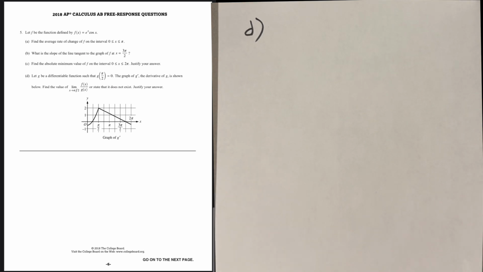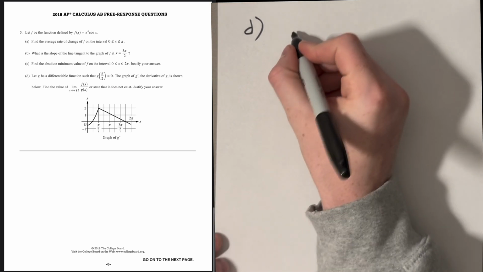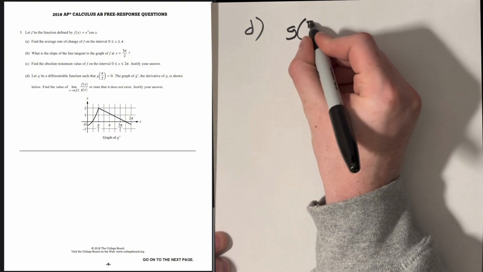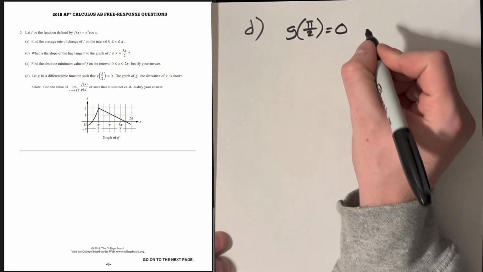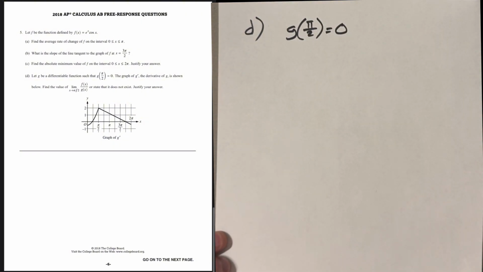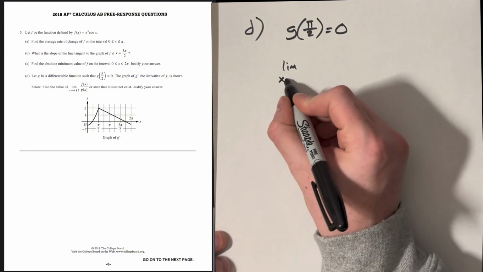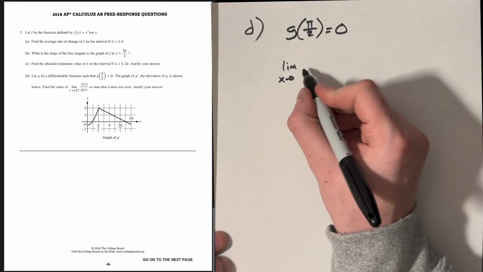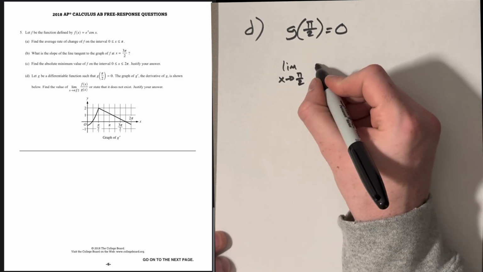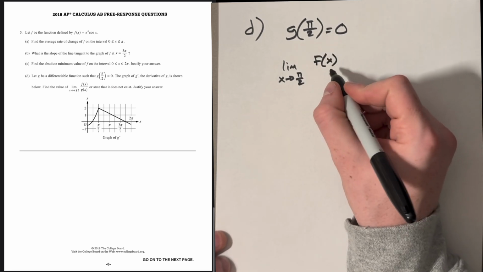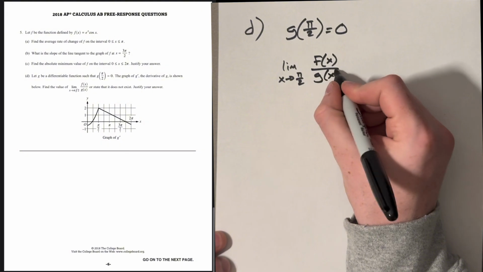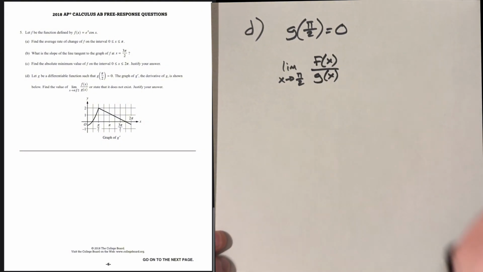It tells us g is a differentiable function such that g of pi over 2 is equal to 0. It says the graph of g prime, the derivative of g, is shown below. And it asks us to find the limit as x approaches pi over 2 of f of x over g of x, or state that it does not exist. And it asks us to justify our answer.